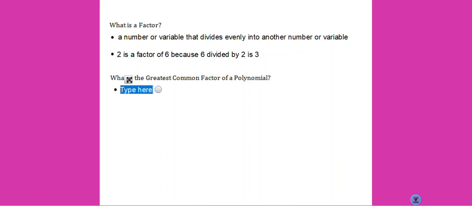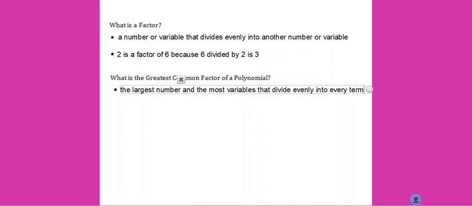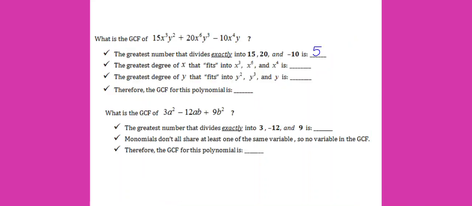What is the greatest common factor of a polynomial? It's the largest number and the most variables that divide evenly into every term. What if we want to find the GCF of 15x cubed y squared plus 20x to the 6th y cubed minus 10x to the 4th y?